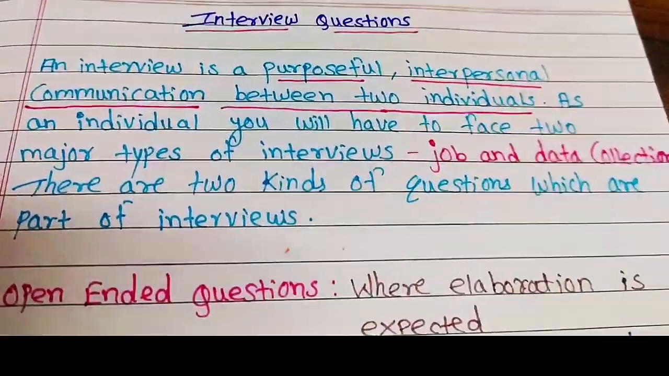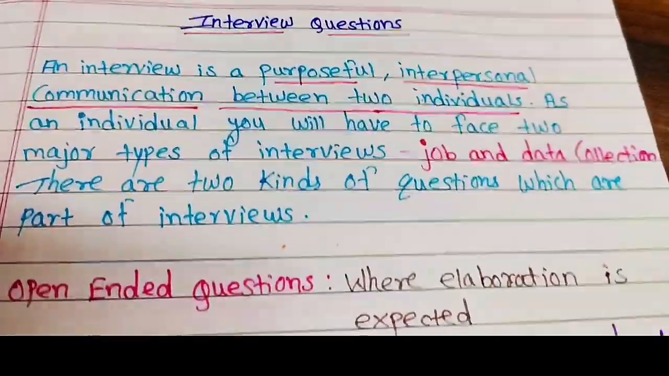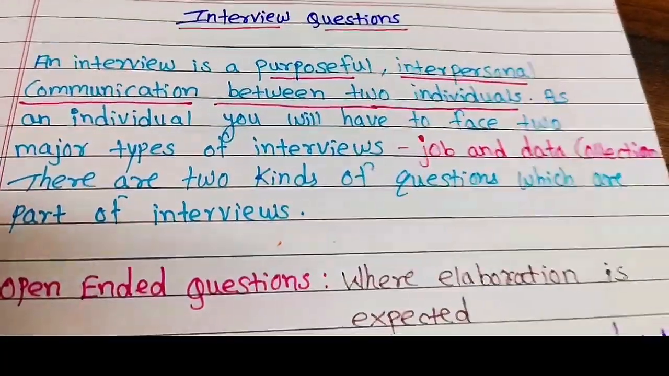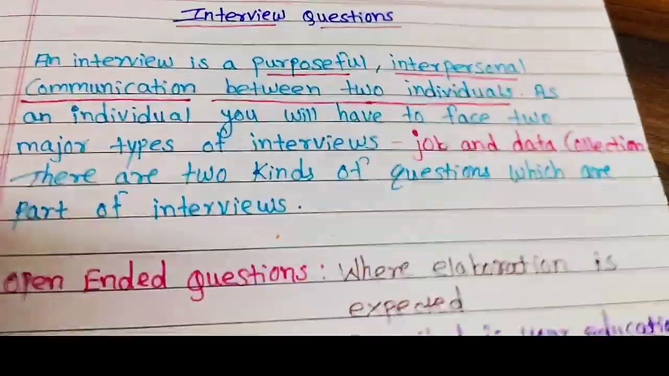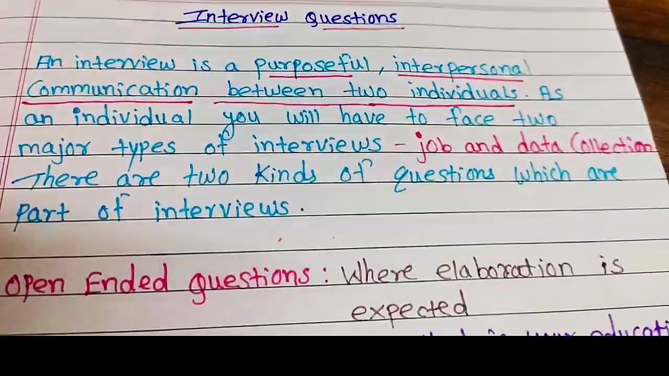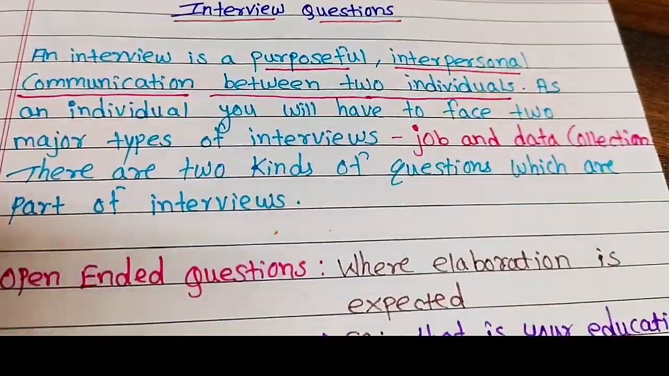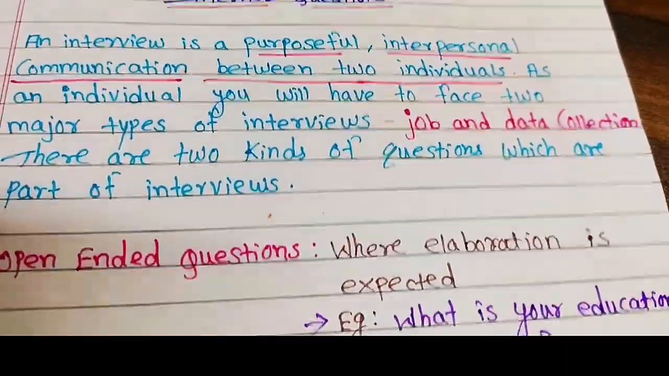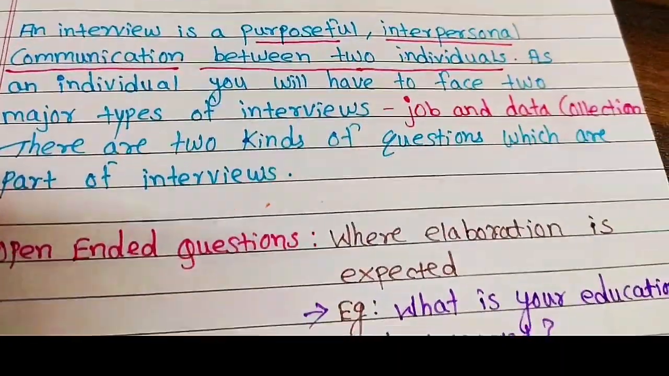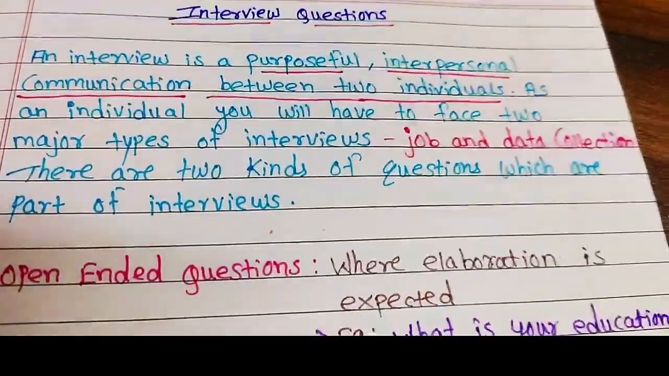As an individual, you will have to face two major types of interview. One is job and the other is data collection. Job means to get a job. जब भी तुम्हें कुछ job चाहिए, you are going for an interview. They will ask certain questions, so you have to answer. That is for job. And data collection का मतलब है you want certain information, so you go and ask certain questions to different individuals to get the information. That is data collection.